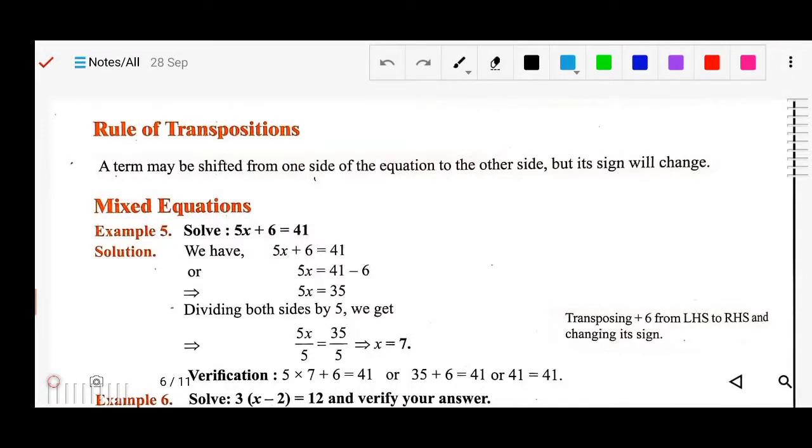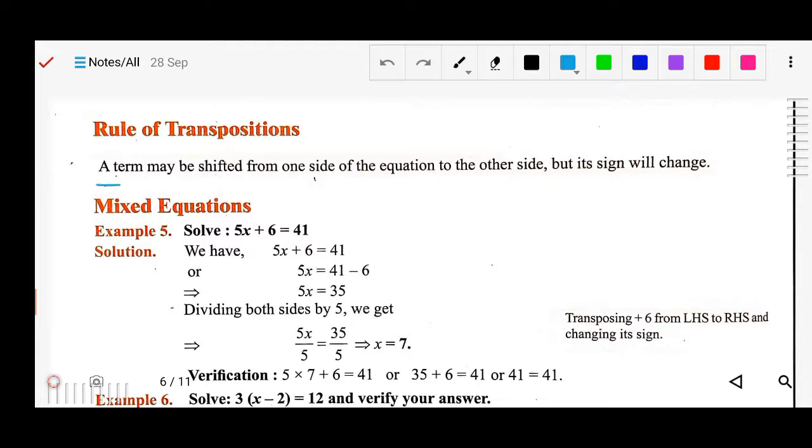Good morning, students. Today we will solve exercise 15C, page number 223. Before solving this exercise, first we should know the rule of transposition. A term may be shifted from one side of the equation to the other side, but its sign will change.